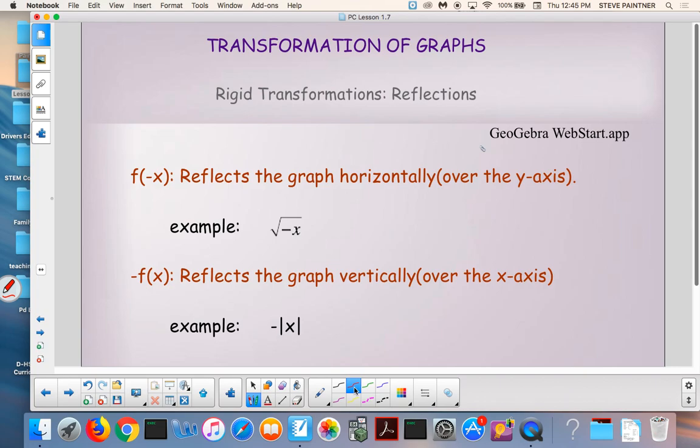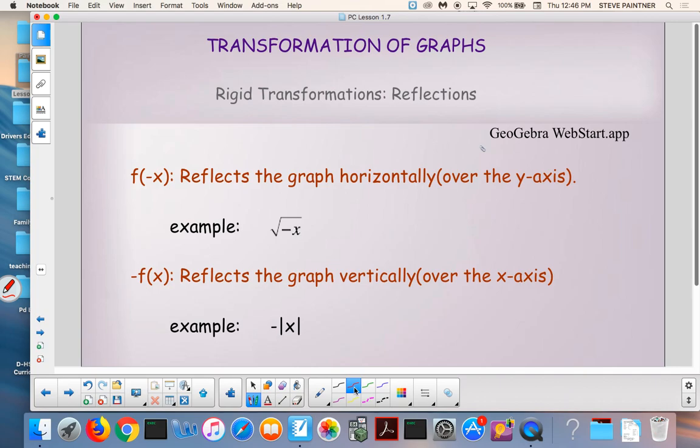Transformations of graphs. Oh, you know what? I was going to shut the program off and see if it fixes my pen. But if I shut the program off, the recording's off. So forget it. Sorry. We're just going to have to live with this.